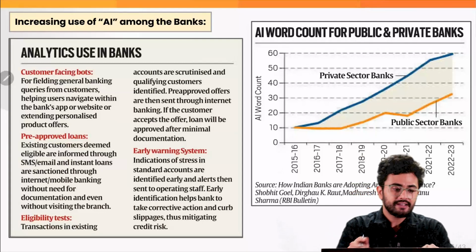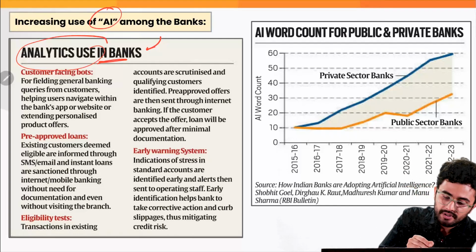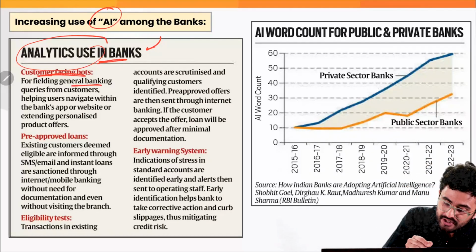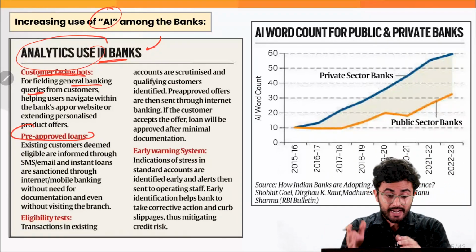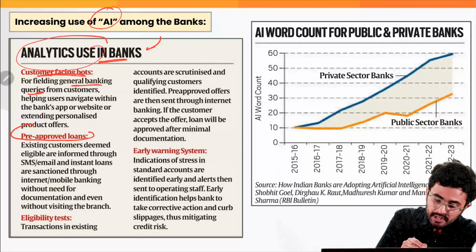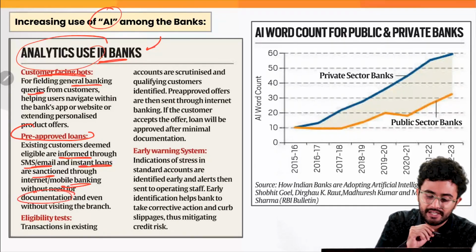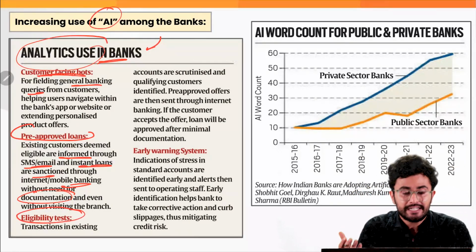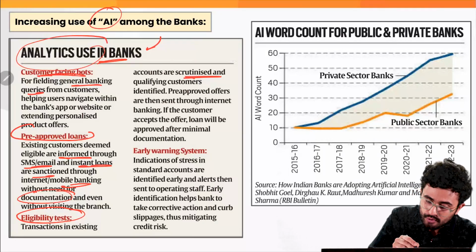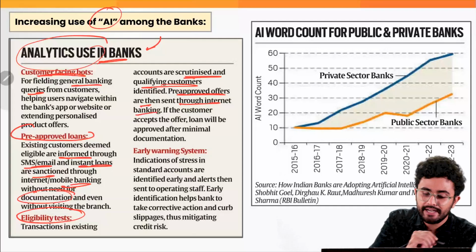extending personalized product offers. So there are various kinds of analytical use of artificial intelligence which is being done by these banks, such as, for example, customer facing bots who are providing answers to general banking queries. They are solving all of that. There are also several bots which have been created which are actually pre-approving the loans. For example, they are checking the customers' data and, through SMS, email, providing them instant loans, sanctioned through internet and mobile banking without the need of documentation itself, or you don't need to visit the branch now. Also, they are conducting various kinds of eligibility tests. So your data is being scrutinized so that you can be qualified for these kinds of loans or not. The pre-approved offers are then sent through the internet banking.